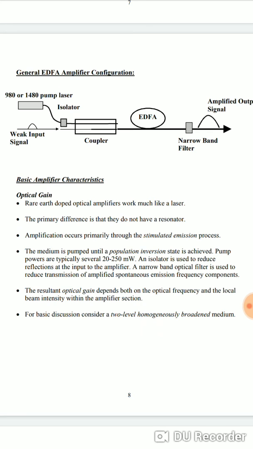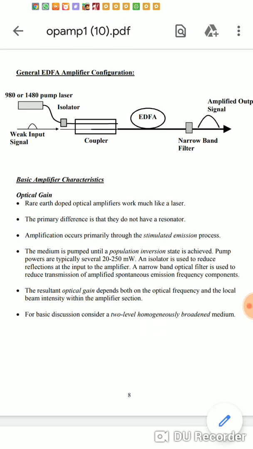One input to the coupler is the weak input signal, and another input is the laser. The laser is doing the basic function of the amplification of the light. So those two signals are combined through the coupler and given to the EDFA amplifier, and at the output of the amplifier we are getting the amplified light. That is the EDFA amplifier configuration for the practical amplifiers.